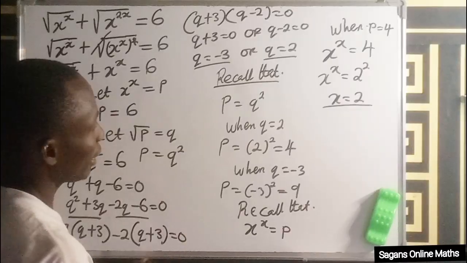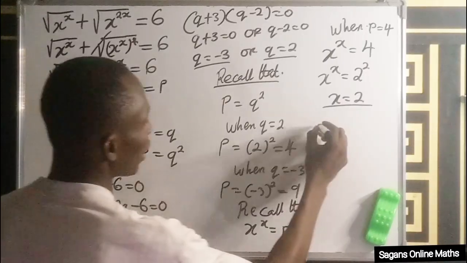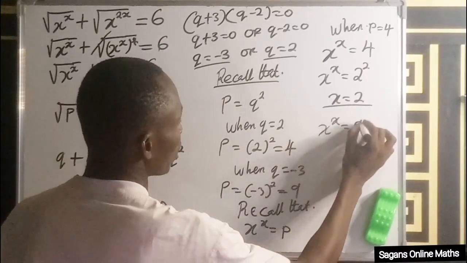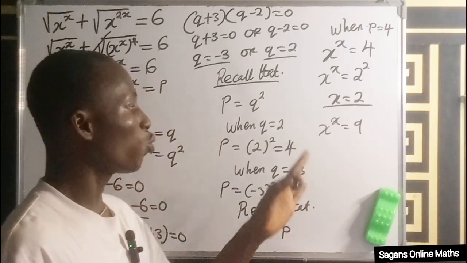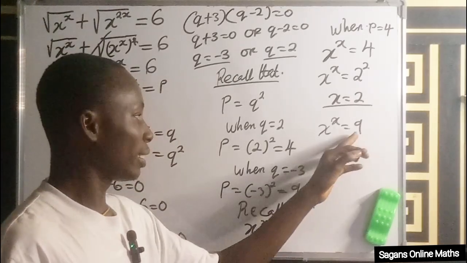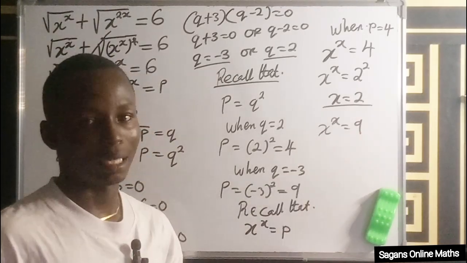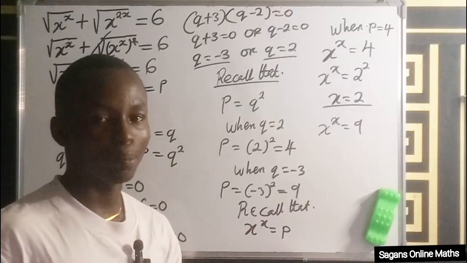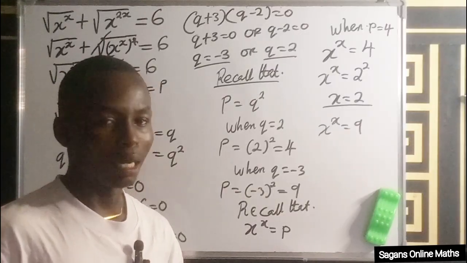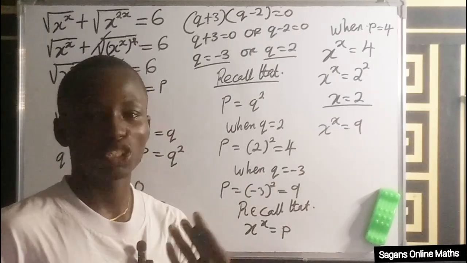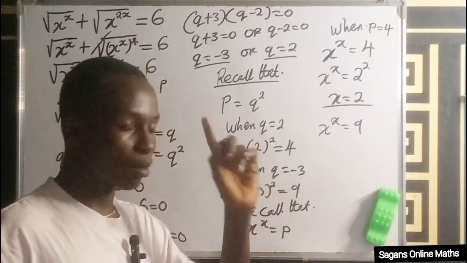Let's see when our p is equal to 9. That means x to the power of x is equal to 9. At this point, there's no way you can put 9 in index form so that the base and the power are the same, because we know that 9 in index form simply means 3 to the power of 2, which is 3 times 3. But how are we going to put this 9 in index form that ensures the base and the power are the same?